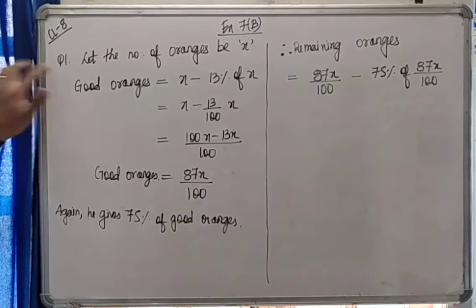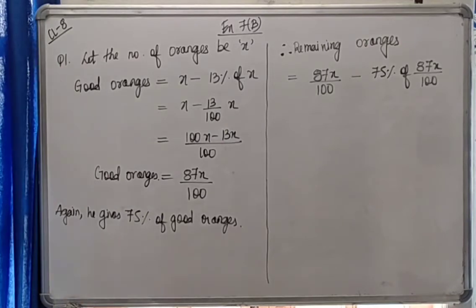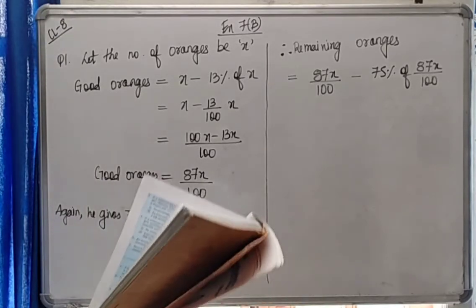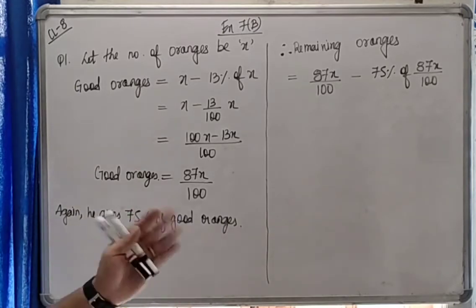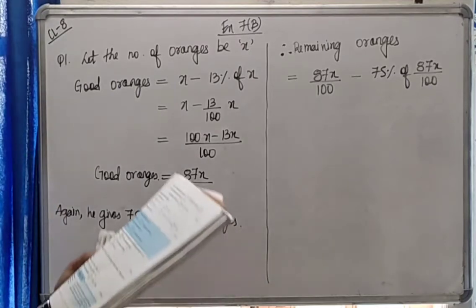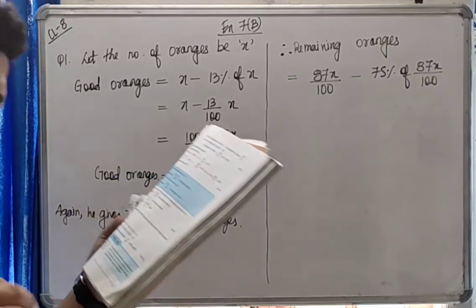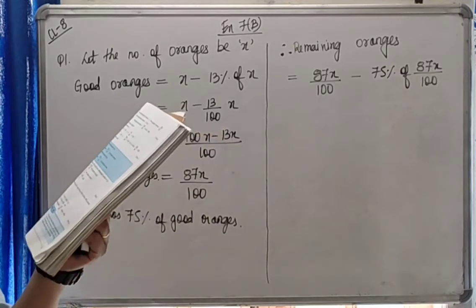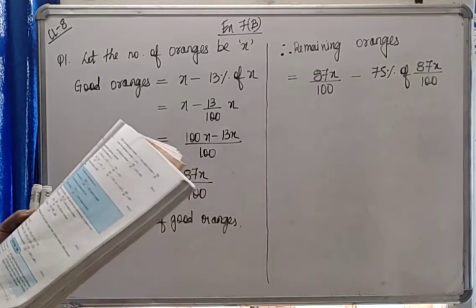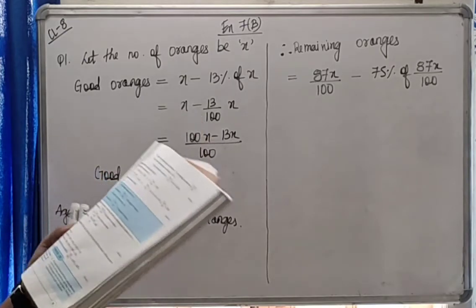Let's start today's exercise 7B with question number 1. The question says a man bought a certain number of oranges, out of which 13% were found rotten. Rotten means not of any use. After that, he gave 75% of the remaining to charity and he still has 522 oranges left.